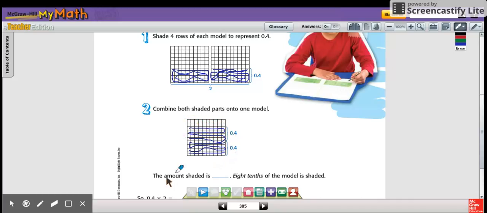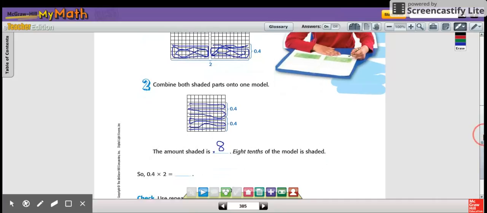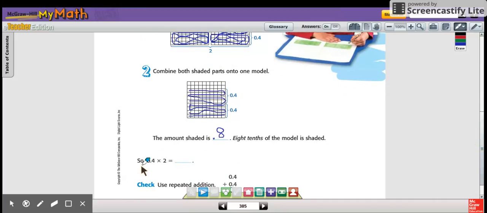Now we need to find out what is the amount shaded total. Well, the amount shaded is 8/10. So we have 8/10 total shaded. So 4/10 times 2 equals 8/10.